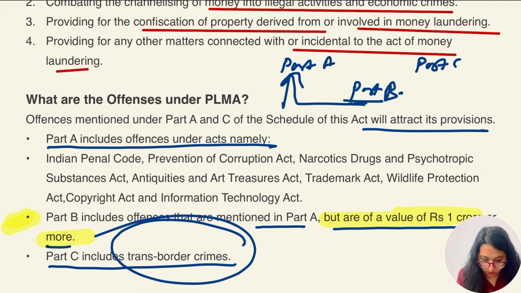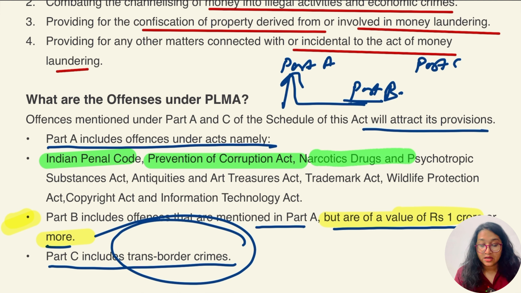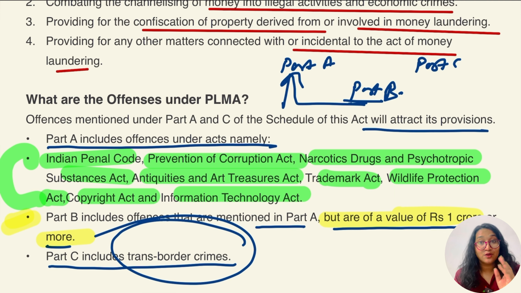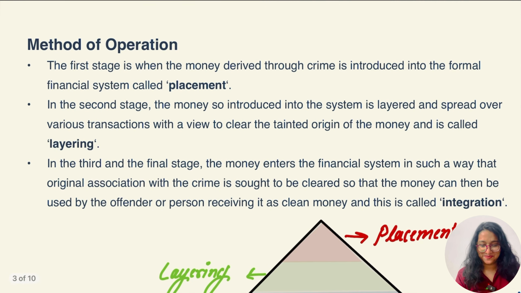The Indian Penal Code, Prevention of Corruption Act, Narcotic Drugs and Psychotropic Substances Act, Antiquities and Art Treasures Act, Trademark Act, Wildlife Protection Act, Copyright Act and Information Technology Act. You have to tell me which part these are covered in. Comment below, guys. Let's go to the other part.